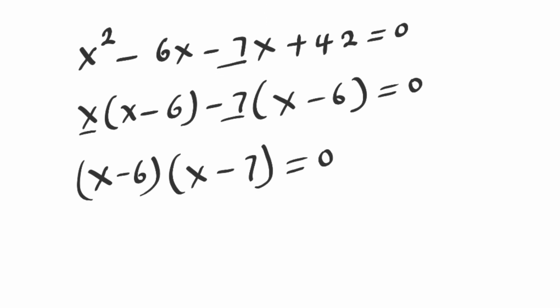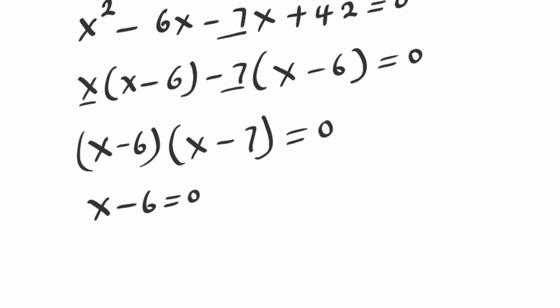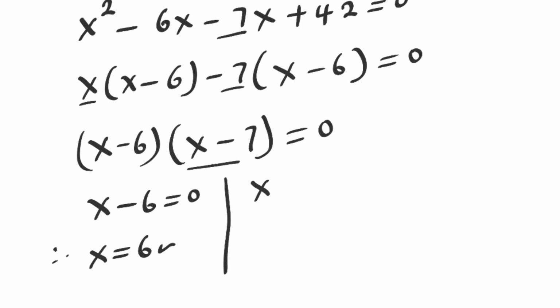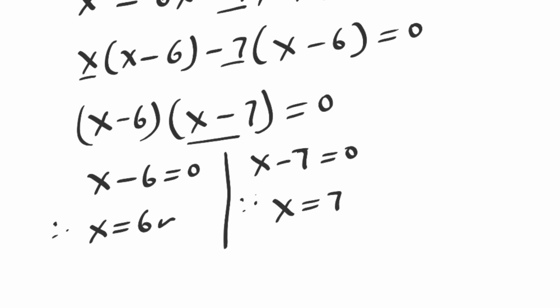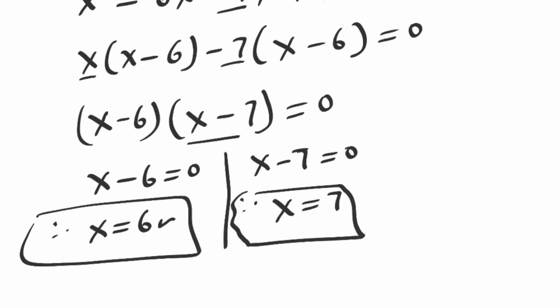There are two cases here. The first case is x minus 6 is equal to 0. Therefore, x is equal to 6. And the second case is x minus 7 is equal to 0. Therefore, x is equal to 7. We've gotten the value of x1 and x2.